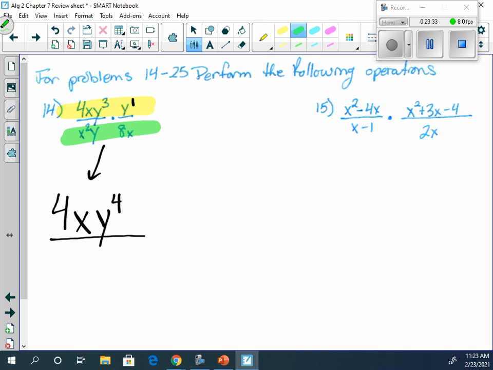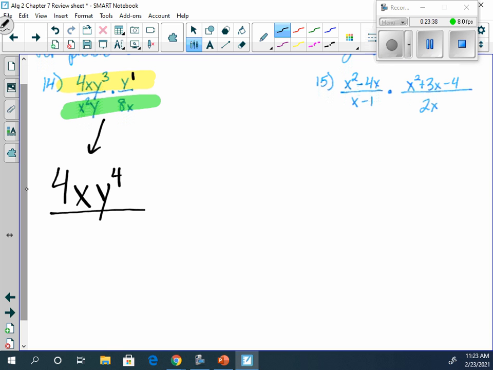So our x squared and y times 8x. Well, again, 8 is just going to be 8 because there's no other numbers to multiply it by to make it bigger. So we just have 8. Now we have x squared times x. Again, since the bases are the same, we add the exponent. So 2 plus 1 would give us 3. X squared times x would be x to the third. And then we just have y, because there's no other y values that are being multiplied together on bottom. So it's just going to be y.